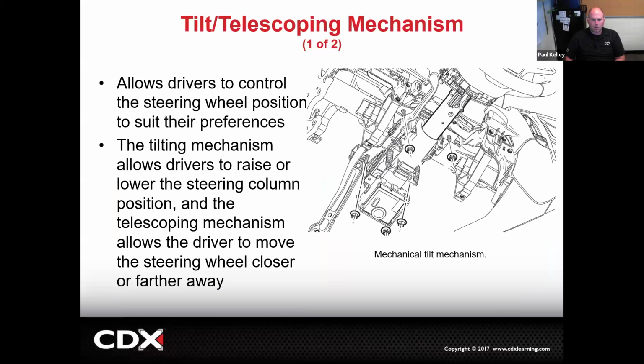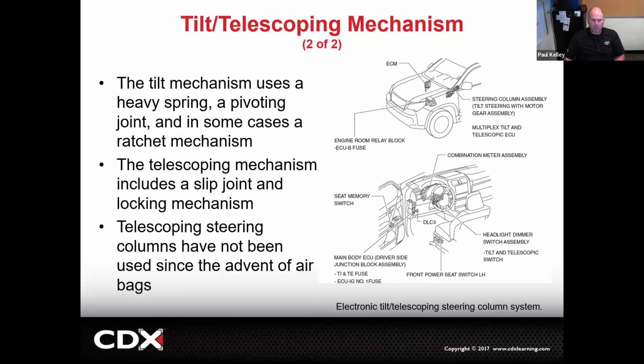All right. And then some of the tilt telescoping mechanisms, they can be kind of complicated. I wouldn't put a whole lot of emphasis on this other than just understanding, if you have an issue where the steering wheel won't tilt, that's up and down, or telescope, that's closer or further from you, you may be under here actually testing some of these motors, seeing if they're getting voltage and ground or not, etc. Kind of similar.